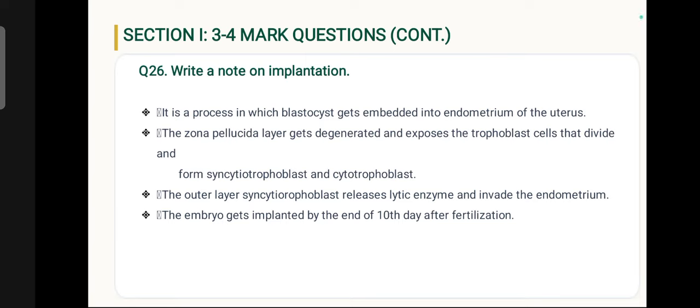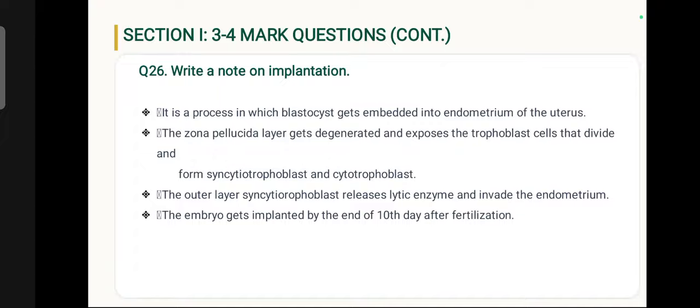Write a note on implantation. It is a process in which blastocysts get embedded into the endometrium of the uterus. The zona pellucida layer gets degenerated and exposes the trophoblast cells that divide and form syncytiotrophoblast and cytotrophoblast.